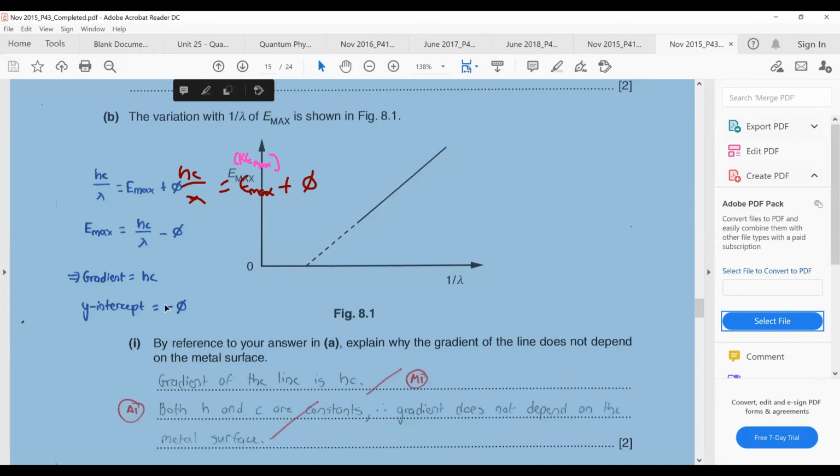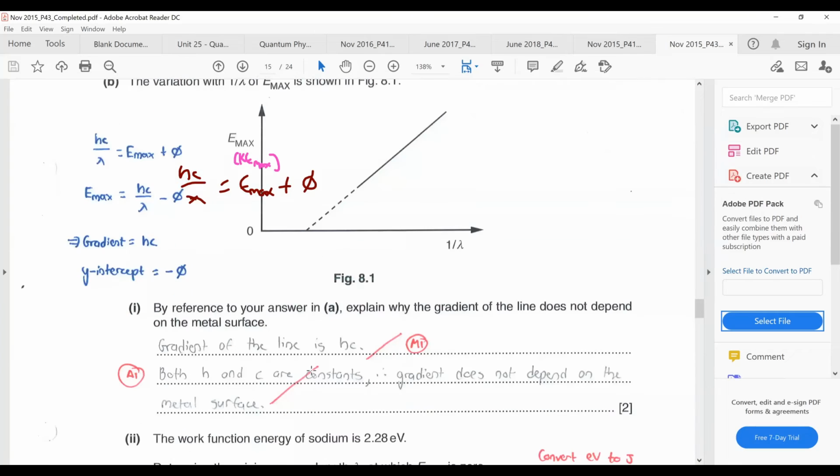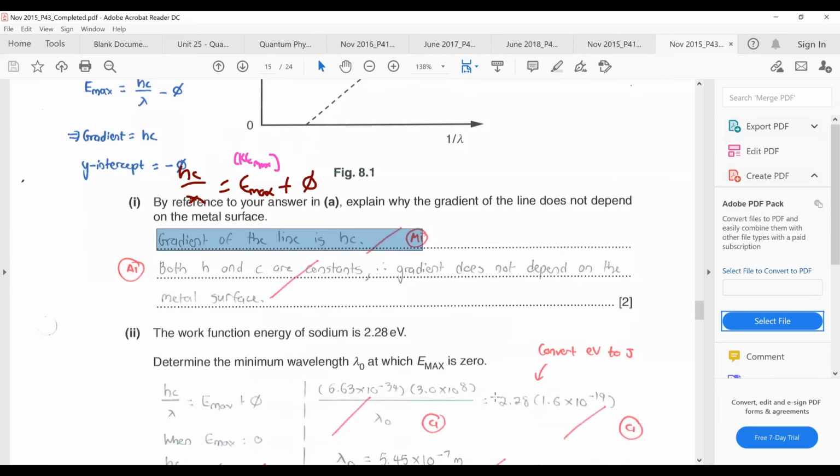Your metal surface won't affect the value of c, right? Your metal surface also won't affect the value of h, right? Because those two are just constants, they are independent of everything. So the metal surface definitely will not affect it. Yeah, so you have to explain what the gradient actually represents. The gradient of the line represents the product of h and c. If h and c are constants here, the gradient doesn't depend on the metal surface. It's not affected.